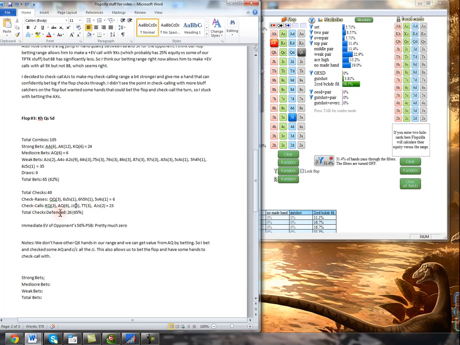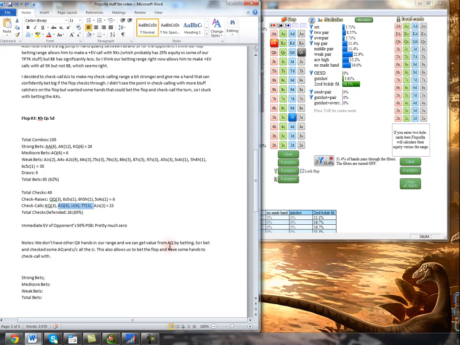Tying into what I just said, look at the check calling range down here. I know I'm going over stuff really fast, and we're going to go over it again in just a second. If you look at the check calling range, I'm check calling 23 combos, and 15 of them are bluff catchers. So 2/3 of my check calling range is straight up bluff catchers. Pocket tens, half of the combos, pocket jacks and ace queen are just straight up bluff catchers. Is my check calling range really going to benefit from me adding in more bluff catchers? I don't really think so.